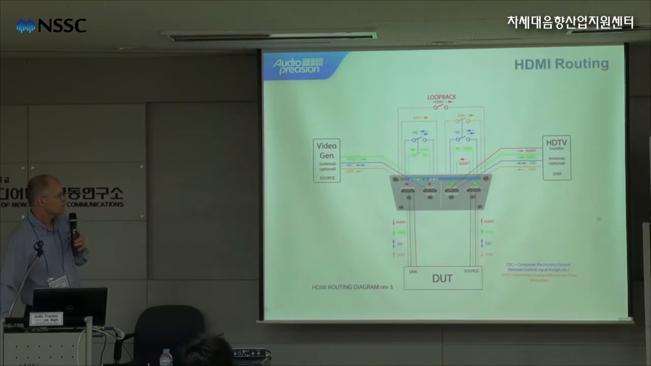This shows the HDMI routing within the APX software. So there are 4 ports on the front. There's the source, which would be the source sending out audio and video. And then there's the sink on the right, which is the input. So typically the source is connected to a sink, a device under test, and the DUT's source is connected back to our sink.